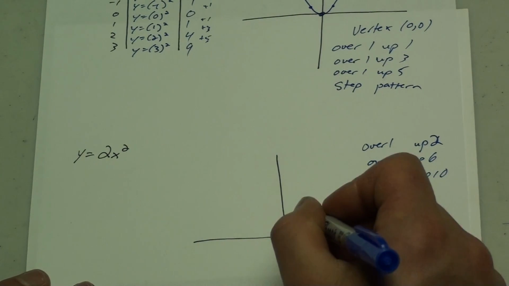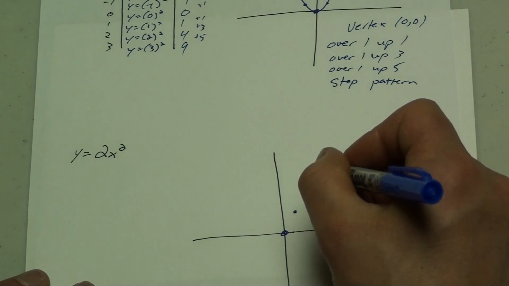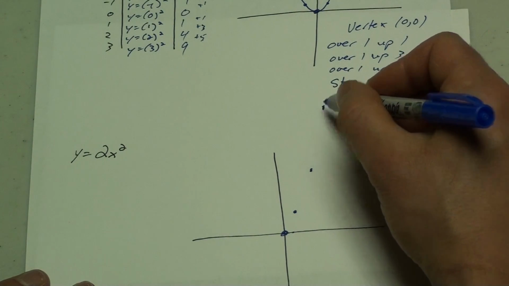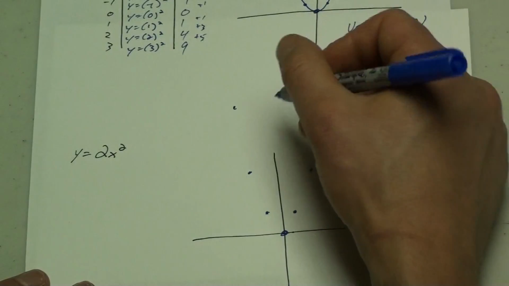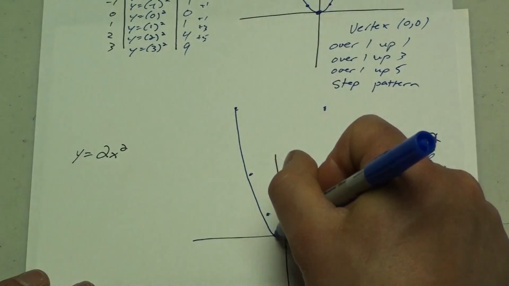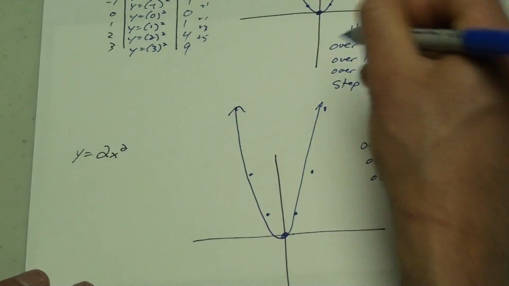So I go over 1, up 2, over 1, up 6, and over 1, up 10. And I have a steeper quadratic by a factor of 2.